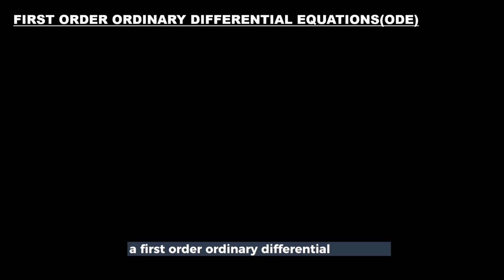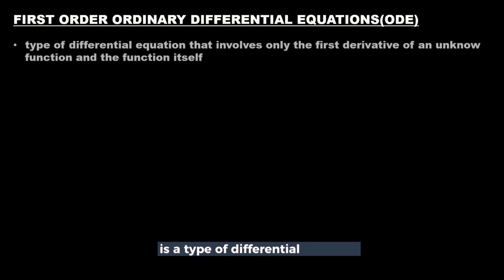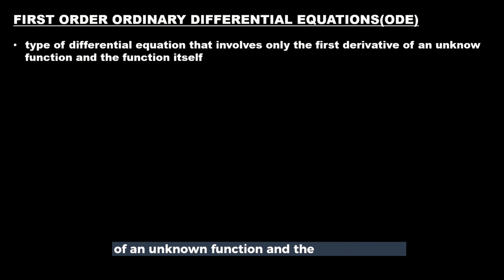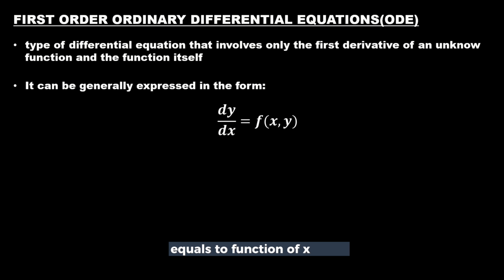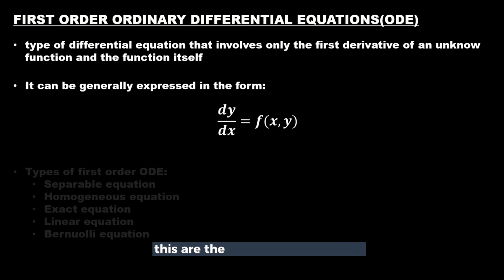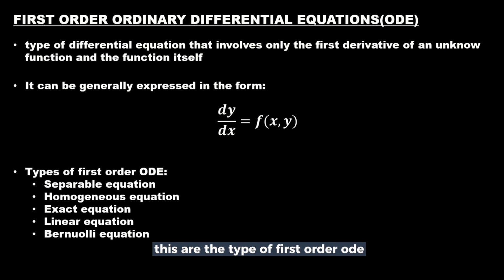A first-order ordinary differential equation is a type of differential equation that involves only the first derivative of an unknown function and the function itself. It can generally be expressed in the form dy over dx equals a function of x and y. These are the types of first-order ODE.